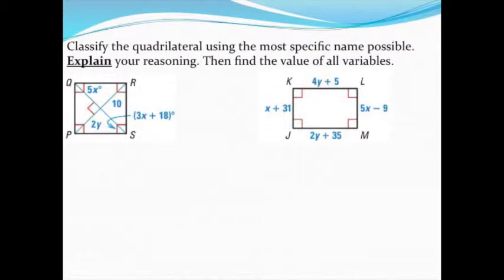The first thing I need to do, if I need to figure out the value of these variables, is figure out what shape I'm dealing with. So let's look at the evidence of the tick marks in order to classify these quadrilaterals. I'm noticing that both of them have 4 right angles, meaning right away I know that this is at least going to be a rectangle.